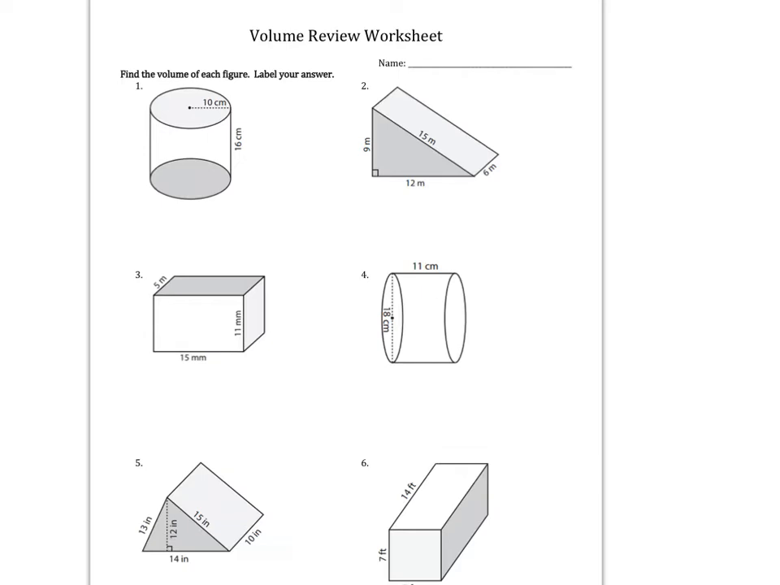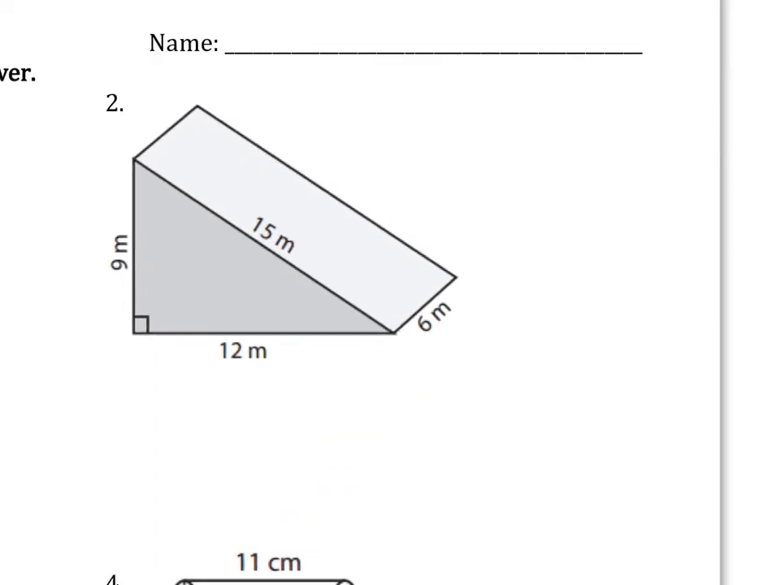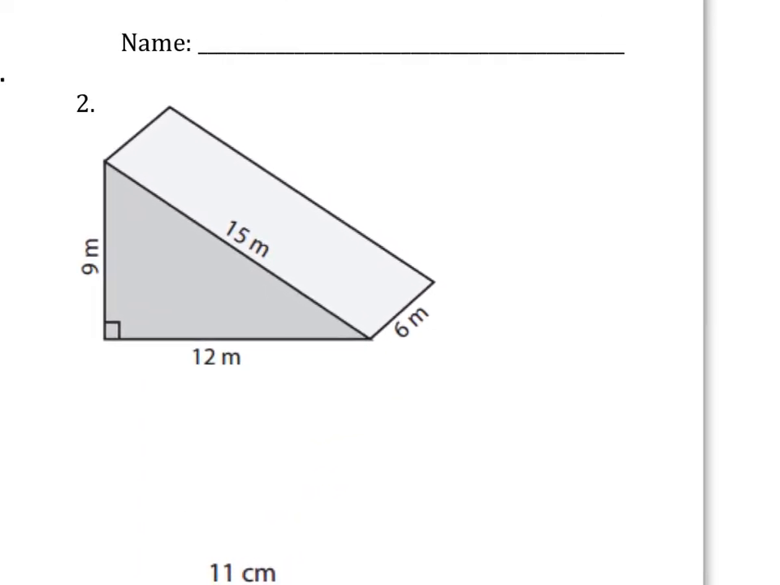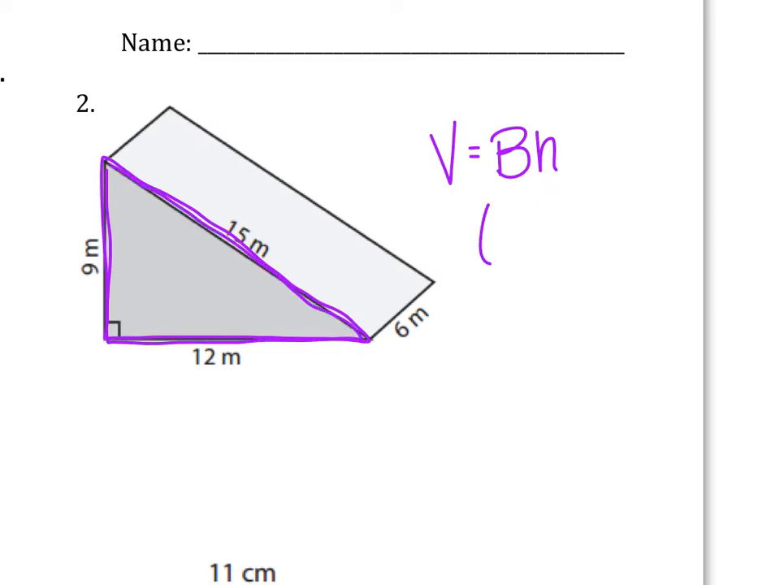prism from number 2. Again, when I'm finding the volume, this is different from surface area. It's a lot easier than surface area because I only have to do the area of its base times the height. In a triangular prism, the base has to be the triangle side. So when I do the area of my base, my formula for an area of a triangle is 1/2 times the base of the triangle, which is 12, times the height of the triangle, which is 9.